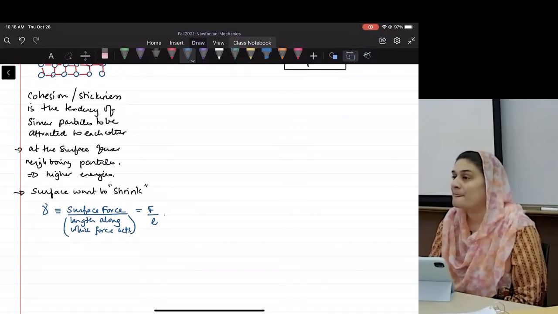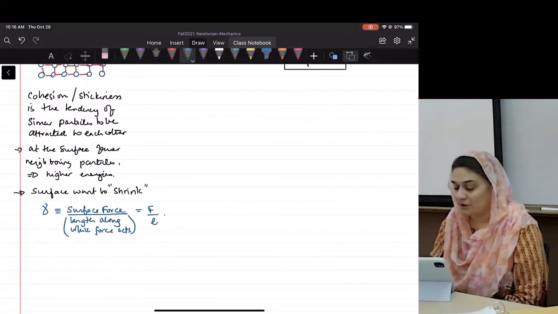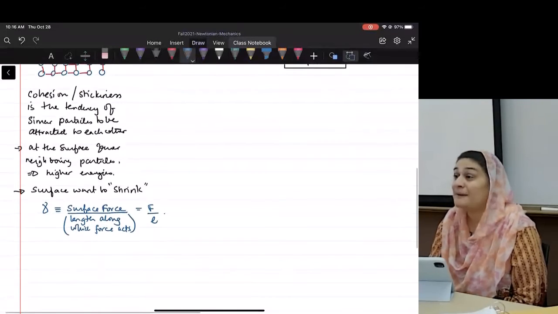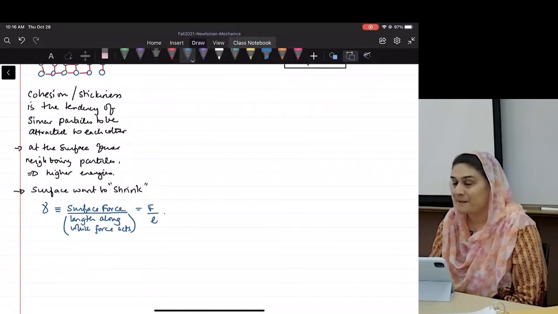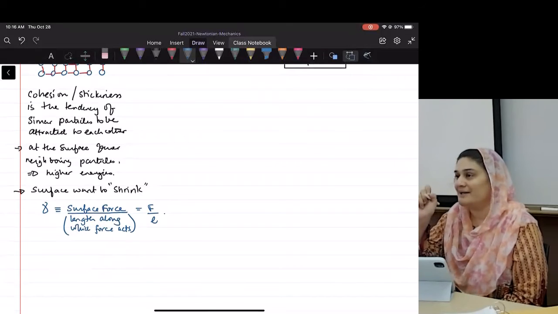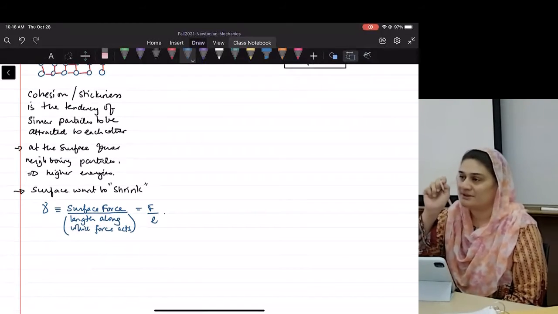Yes, sir. So does the gamma have a specific name? Yeah, it's called surface tension. Oh, so surface tension. Yeah, we don't write ST. We just write gamma instead.